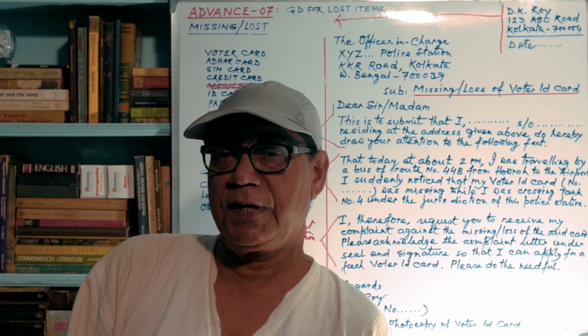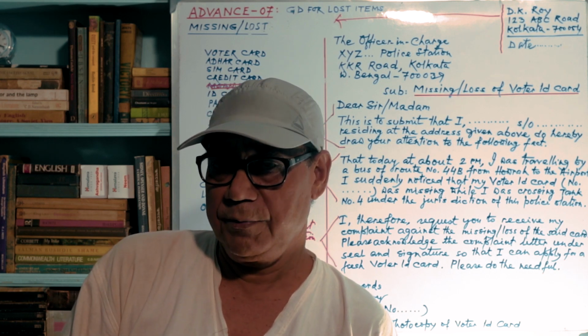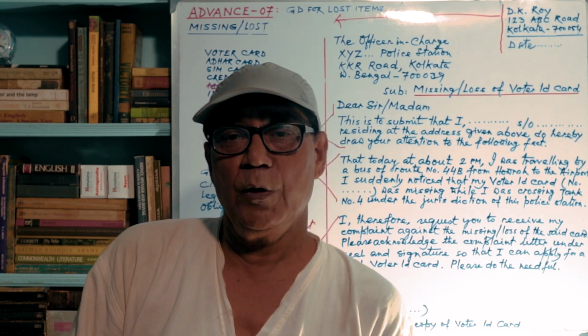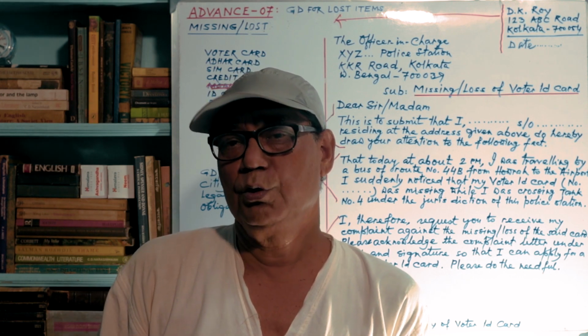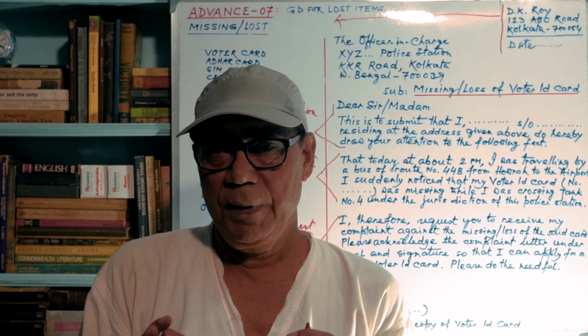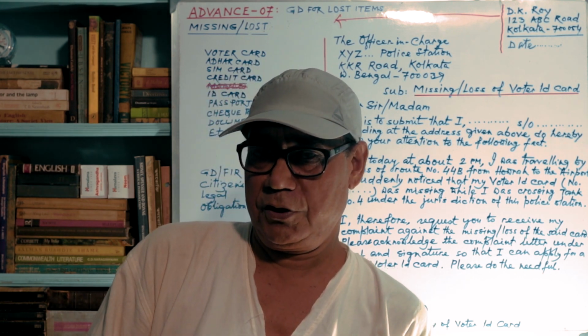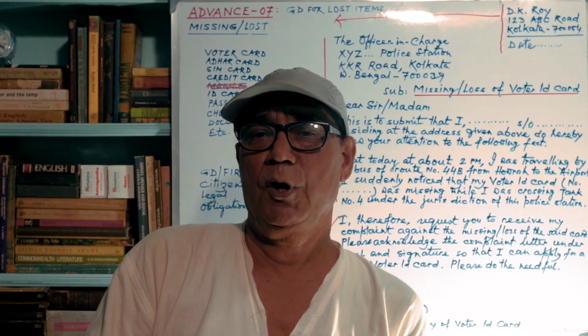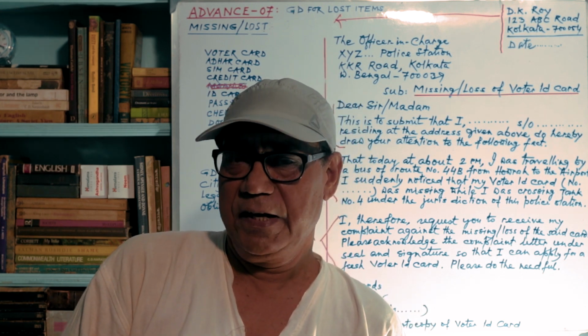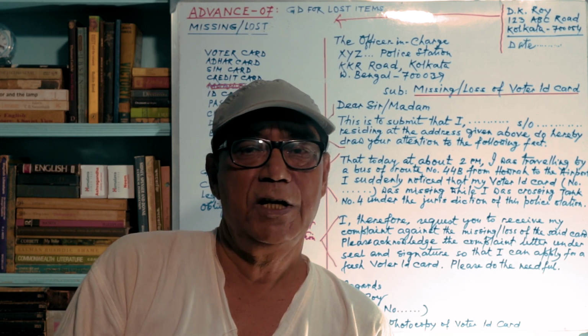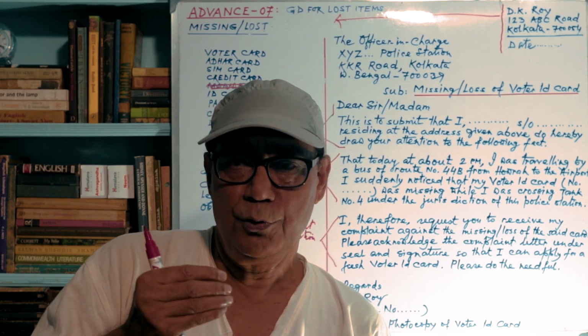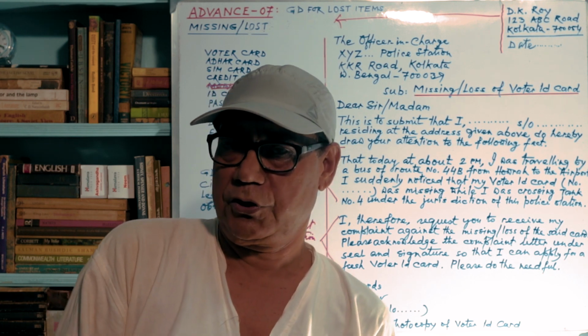Today this is Advanced English session number 7, and today we are going to discuss how to lodge a complaint letter to the police station. Suppose you have lost your voter ID card. In that case, what kind of letter are you supposed to submit to the police station?